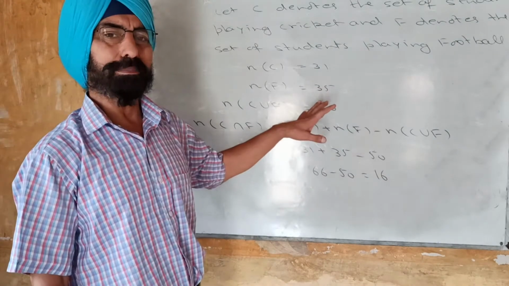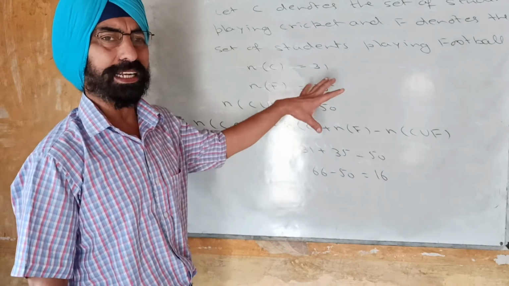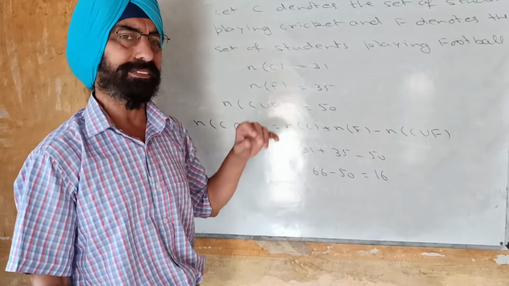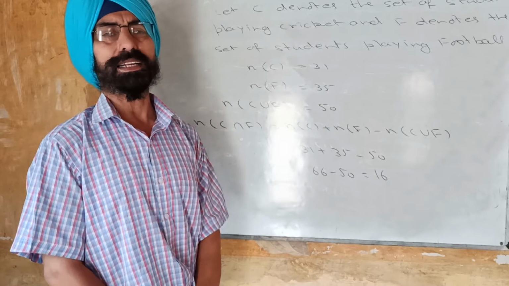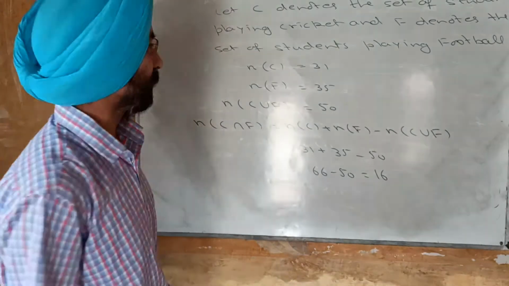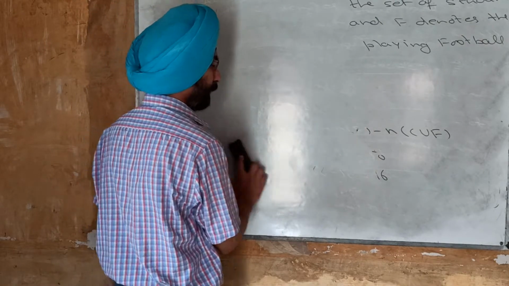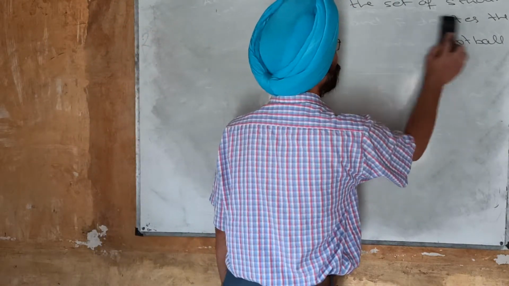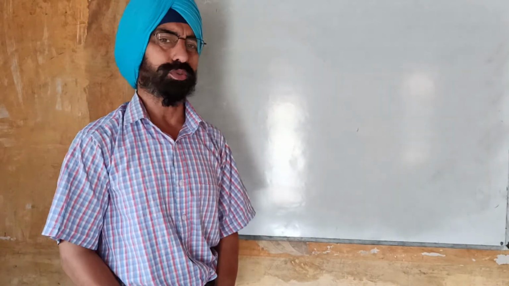This was comparatively an easy question because there are only two sets, C and F. The question becomes a little bit typical if there are three sets involved. So we take one question of that type. I will not write the complete statement, but I'll just state the question and then start the solution.